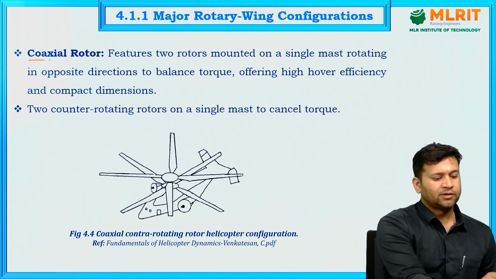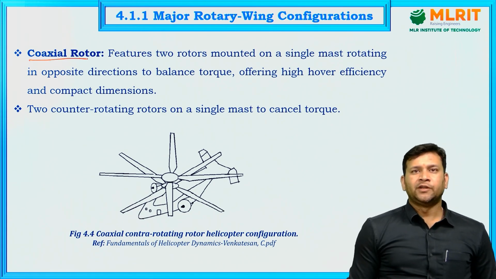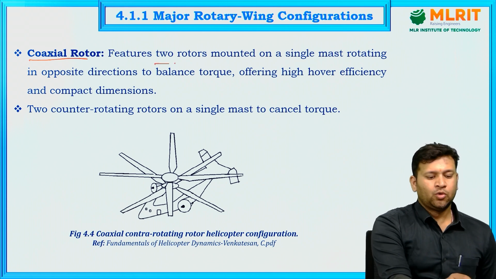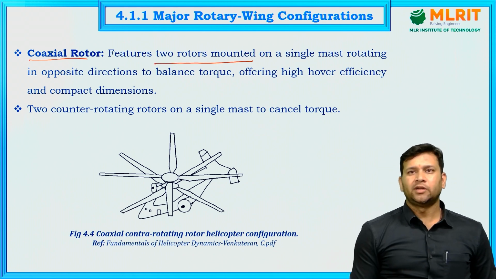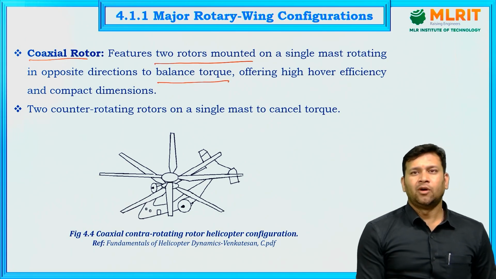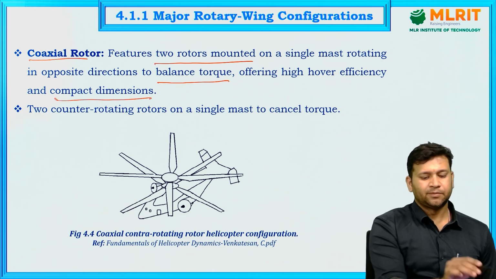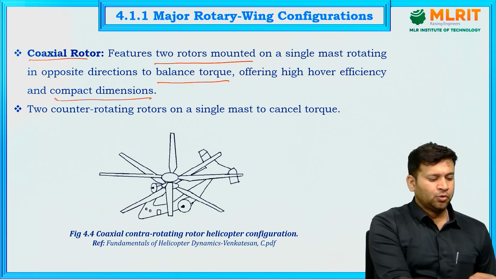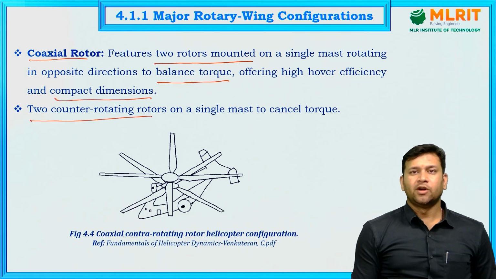Coaxial rotors. This configuration features two rotors mounted on a single mast rotating in opposite directions to balance torque, offering high hover efficiency and compact dimensions. Two counter-rotating rotors on a single mast cancel the torque.